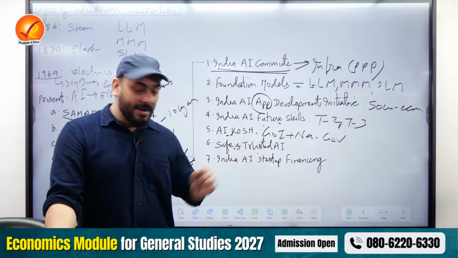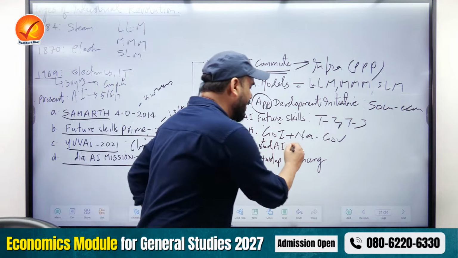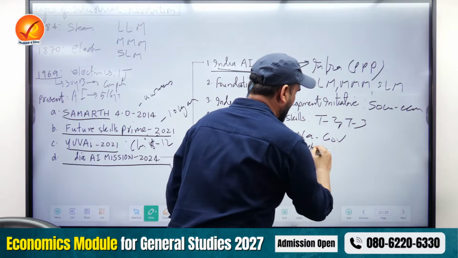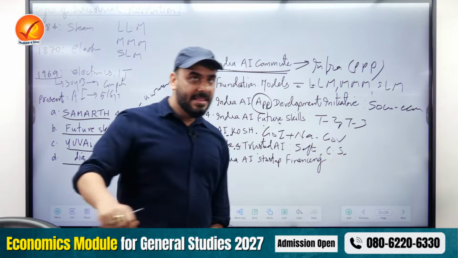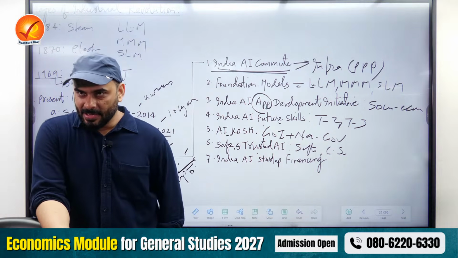What is safe and trusted AI? It means that we need to make sure that safety, cyber security, and ethical use of AI are the things that we need to promote.